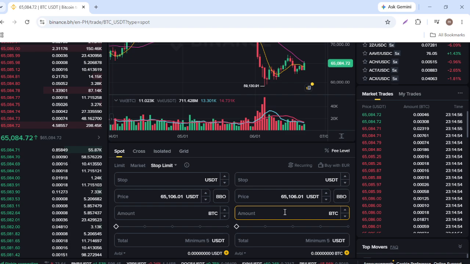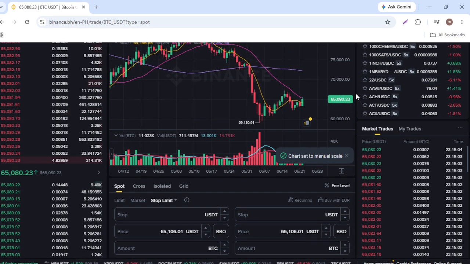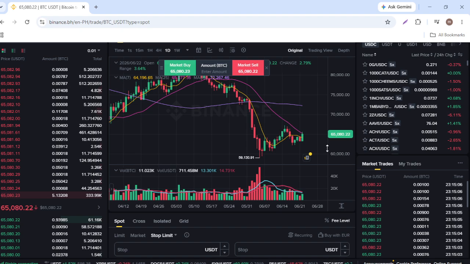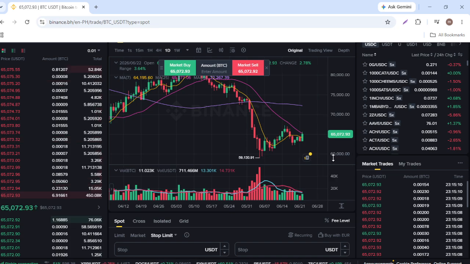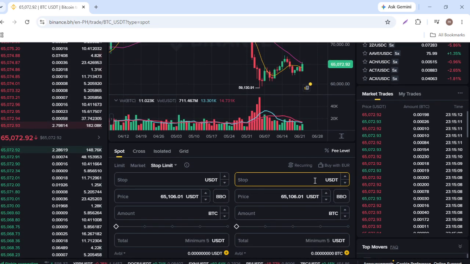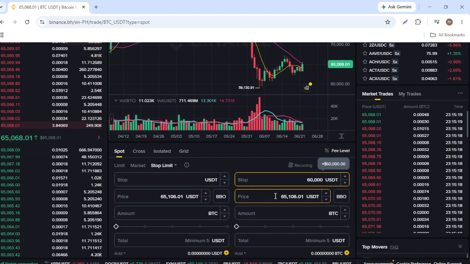For example, if you're placing a stop limit sell order to protect a position, you might set a stop price that triggers when the market drops to a certain level, and then set the limit price at the price where you want the sell order placed. If you're placing a stop limit buy order, you'd do the same thing in the buy section using your chosen trigger and limit prices. After entering the stop price, limit price, and amount, review the order carefully.